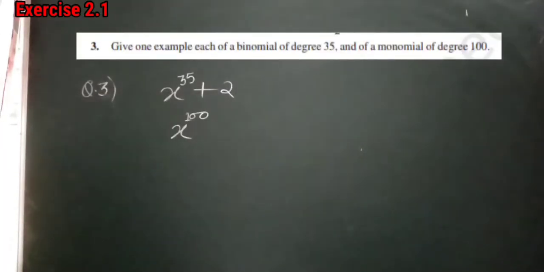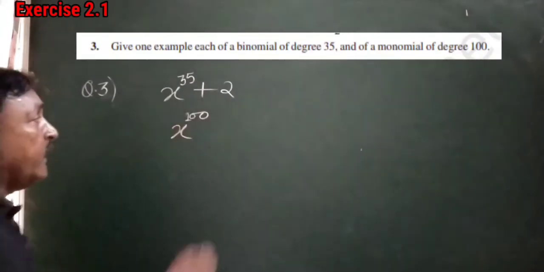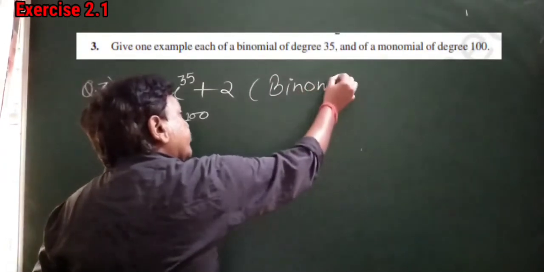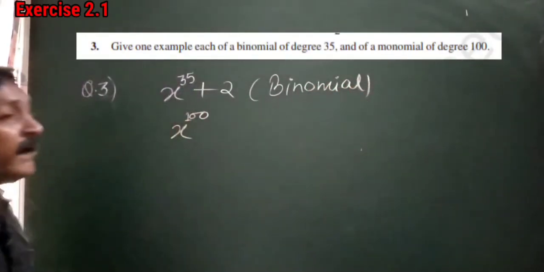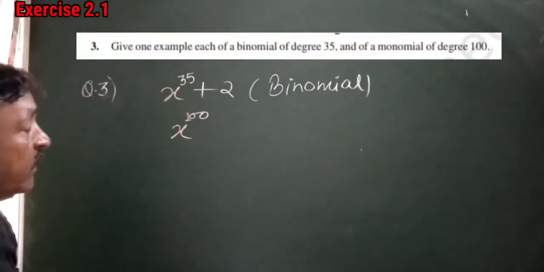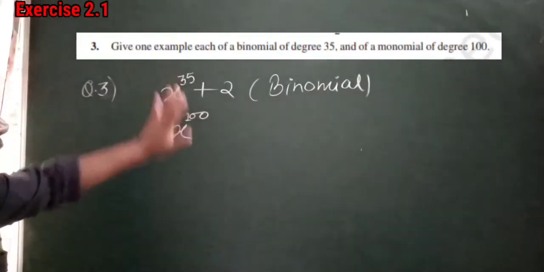Okay student, now in question number 3, what do we have to do? We have to write a binomial of degree 35. Binomial means having two terms, so it is a binomial. Second thing, we need its degree to be 35. Degree means the highest power of the variable, which we have to put as 35.